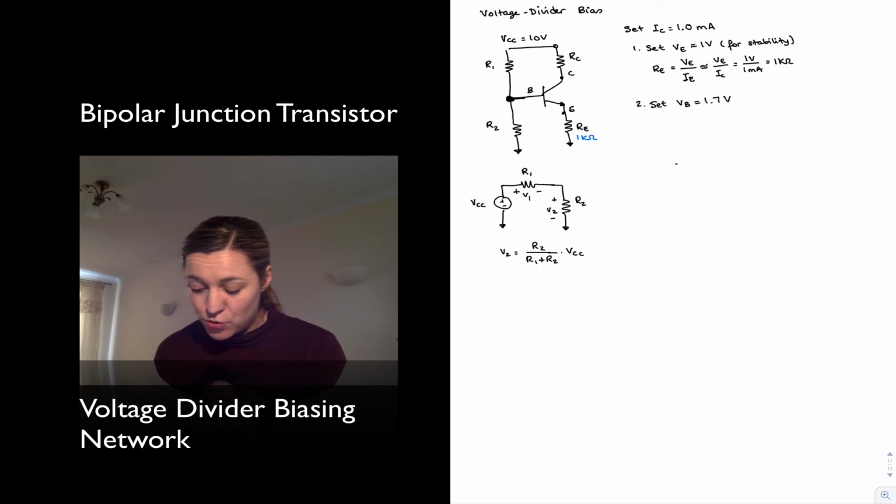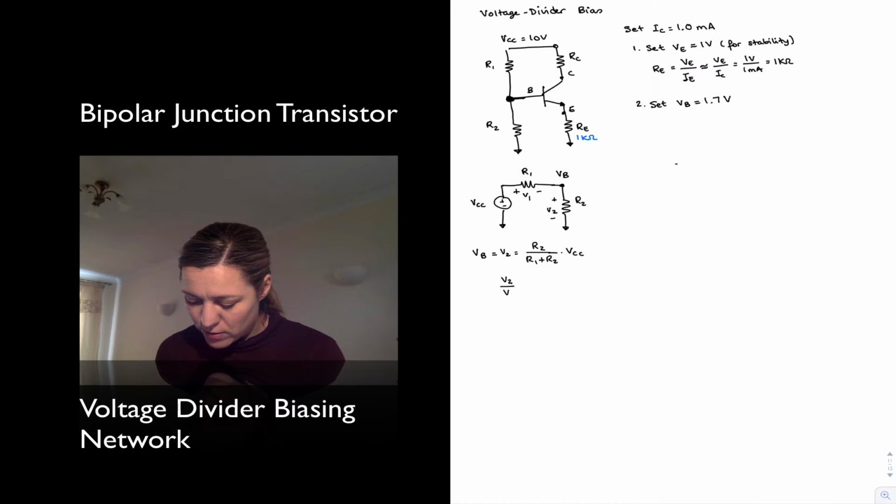Notice that V2 is, by the way, the base voltage. I'm going to just label it here. So I'll say base voltage equals V2, and equals that from the voltage divider equation. Or we can write it as V2 over V1 is equal to the ratio of R2 over R1. That's another possibility.